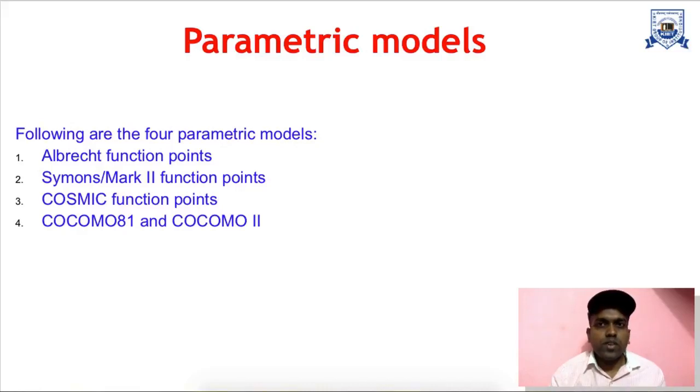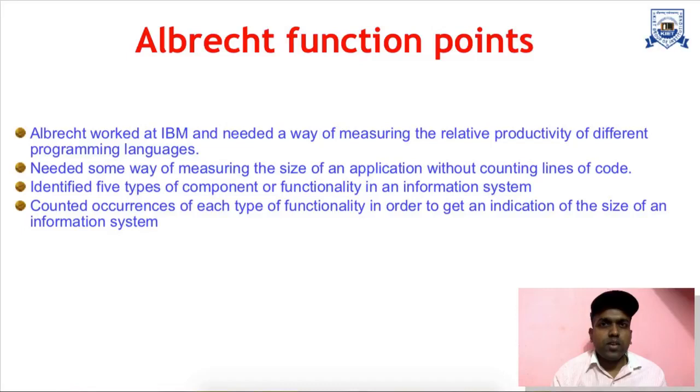So as I told you, these are the parametric models. These are the four parametric models. Function point has three models: the Albrecht function point model, the second one is the Symons or Mark II function point model, the third one is the COSMIC function point model, and the fourth one is COCOMO 81, that is version 1, and COCOMO second model. First of all, I will talk a little bit about the Albrecht function point model.